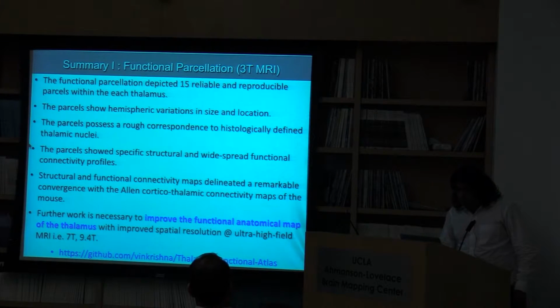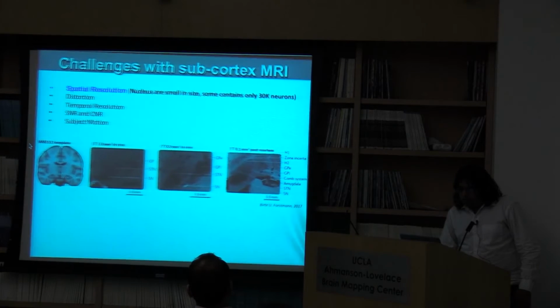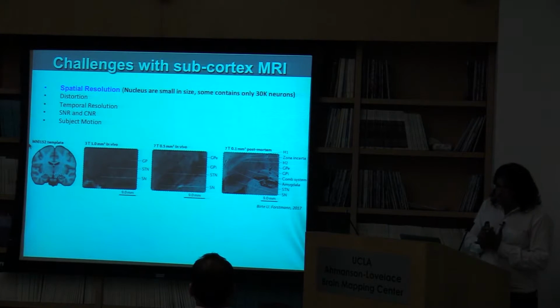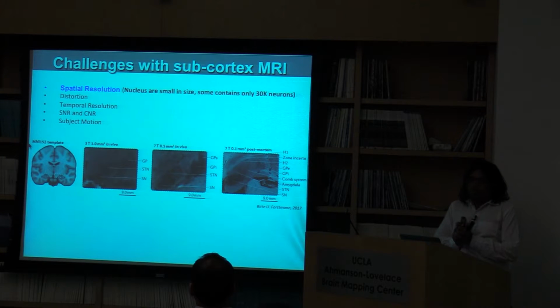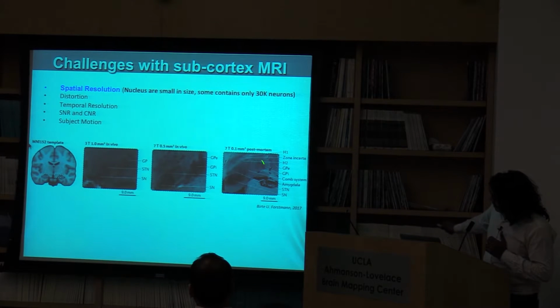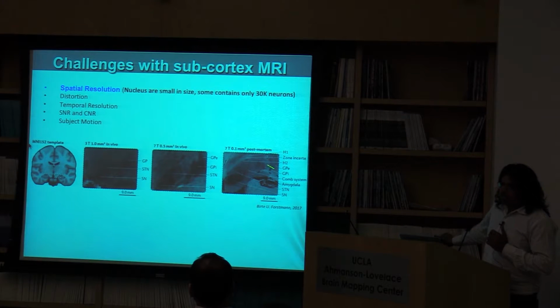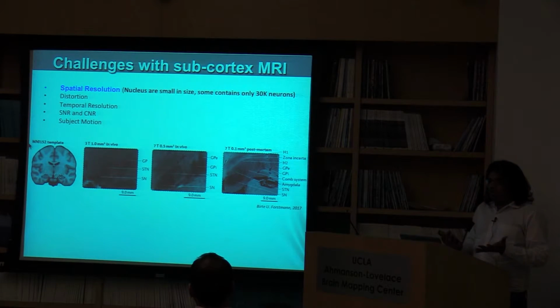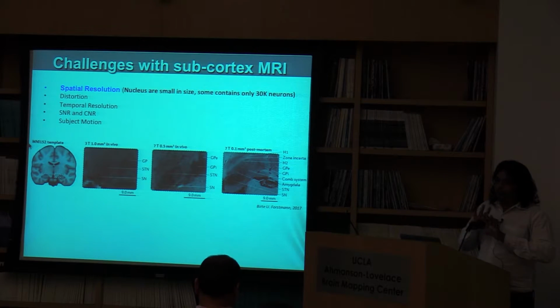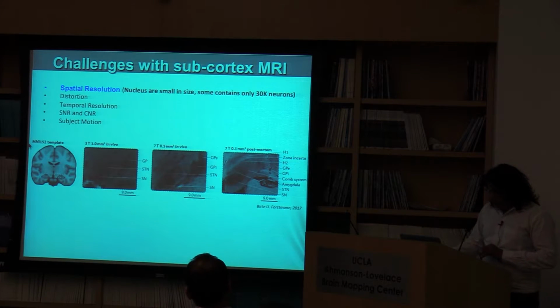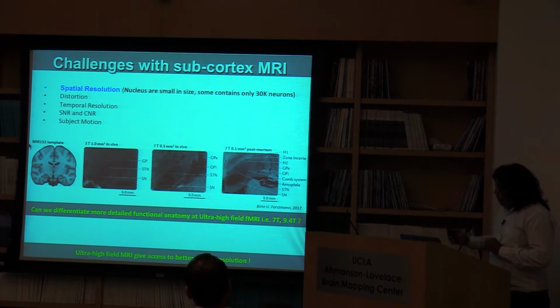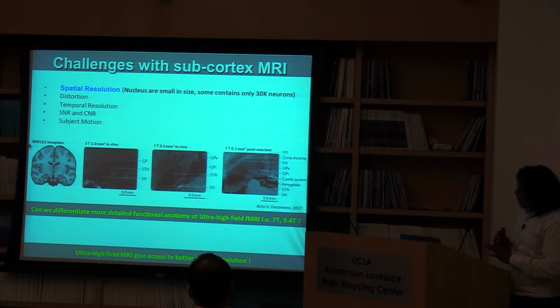And one of the questions, why do we need it? There are several challenges in measuring subcortex with MRI, but I only want to mention one important point, and that is as we increase the strength of the magnet, we see more. This is really important for subcortical nuclei such as the thalamus, because there are some nuclei that only consist of a few thousand cell bodies. And therefore, our question was, can we differentiate more detailed functional anatomy at 7T and 9.4T?